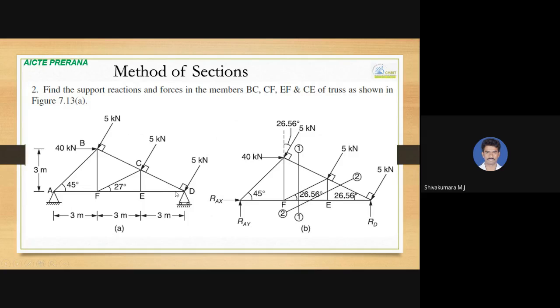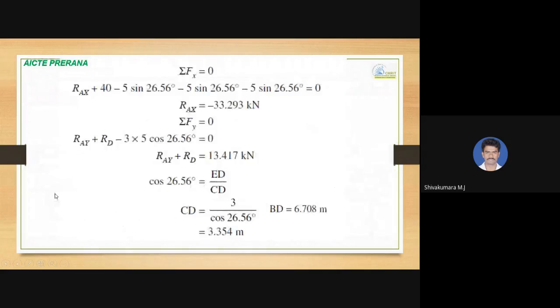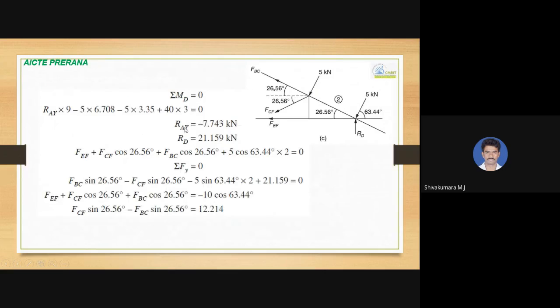If you take a moment about this for determination of support reaction, you need to take the moment of this 40 kilonewton force, this 5 kilonewton each, and then this RAY. That is what is done over here, so that RAY and RD are determined. After that, from this cross section or free body diagram, we are trying to determine these unknown forces FBC, FCF, and EF.